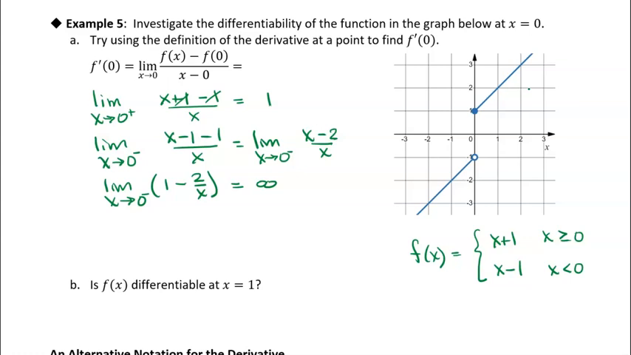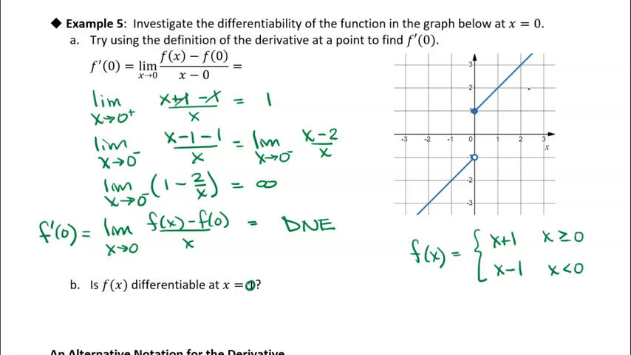Now you can see the problem. The limit from the right and the limit from the left don't match. So the limit as x approaches 0 of f of x minus f of 0 over x does not exist. I'll just write DNE. That means f prime of 0, the derivative, doesn't exist at 0.